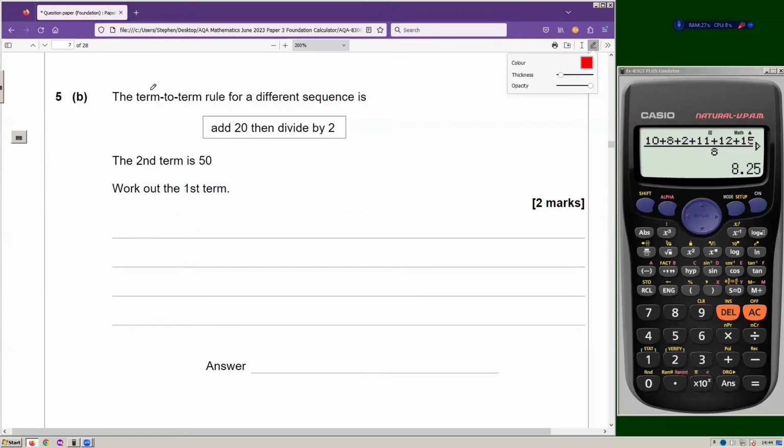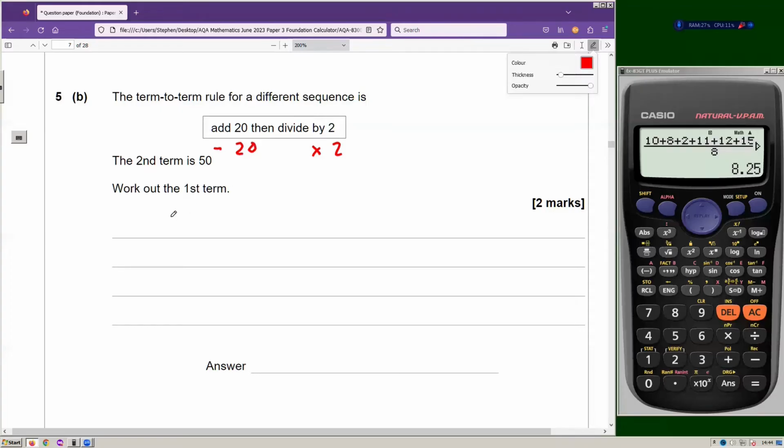Question 5b. The term-to-term rule for a different sequence is add 20, then divide by 2. The second term is 50. Work out the first term. Okay, we have to go backwards, because we're now given the second term. We've got to go back to the first term. So this time we minus the 20 there. And I'll show you why in a minute, just to confirm it.